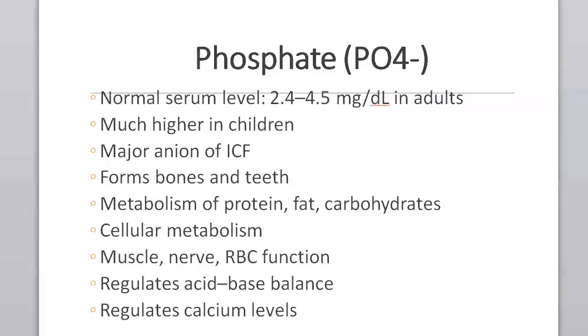Because remember, there's that inverse relationship between calcium and phosphorus. And so when one is up, one is down. When one is down, the other one is up. So that's what we mean about inverse ratio between calcium and phosphate levels, okay? And again, we get a lot of our phosphate from meat, fish, poultry, milk products, and legumes.